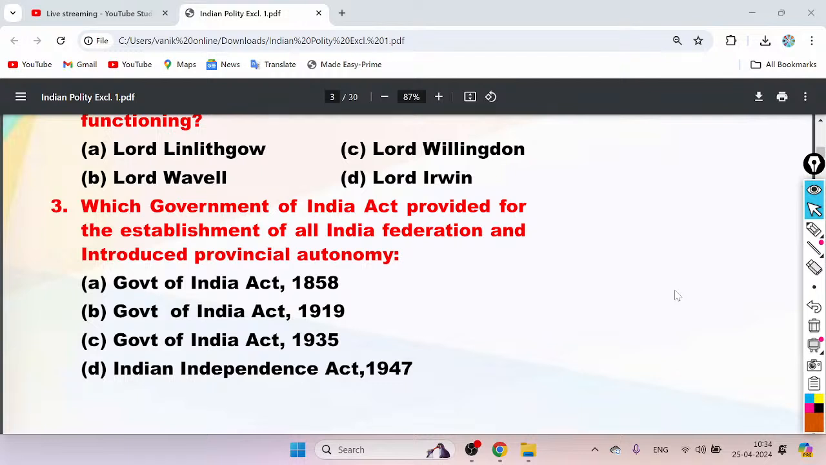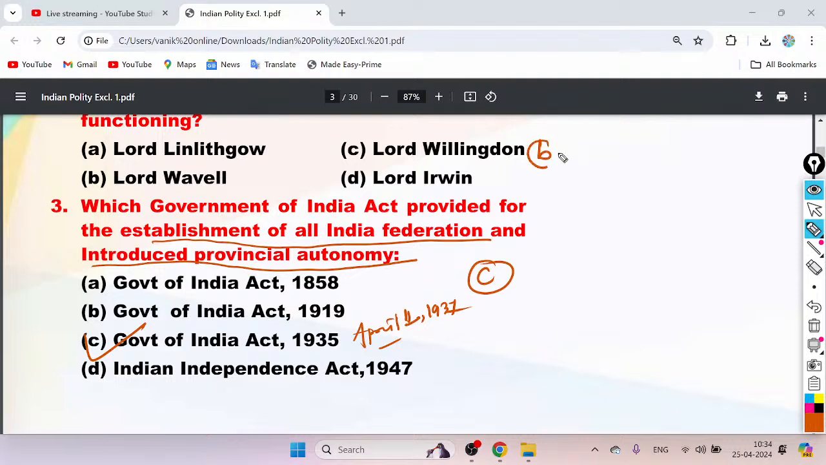So these two important developments, that is establishment of All India Federation and introduction of provincial autonomy, took place under Government of India Act 1935, which came into effect on April 1st, 1937. Provincial autonomy was granted. Provinces were granted much autonomy in comparison to the previous acts. Answer is C, and his answer is B.